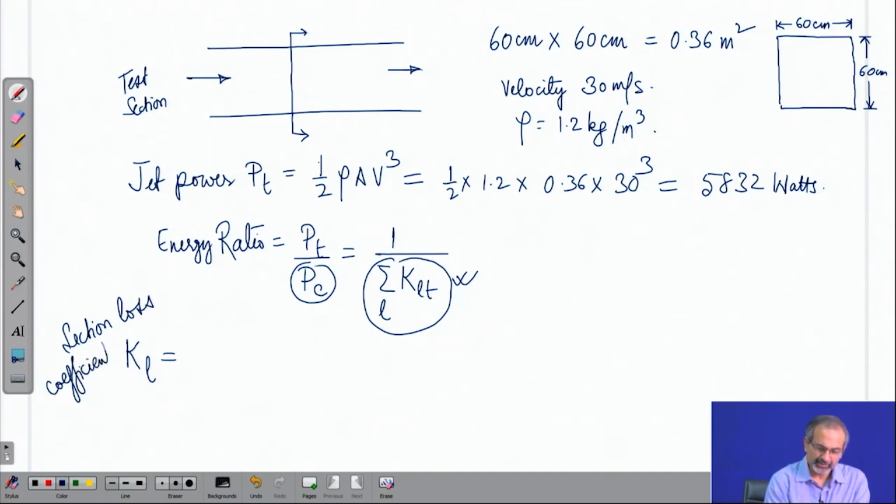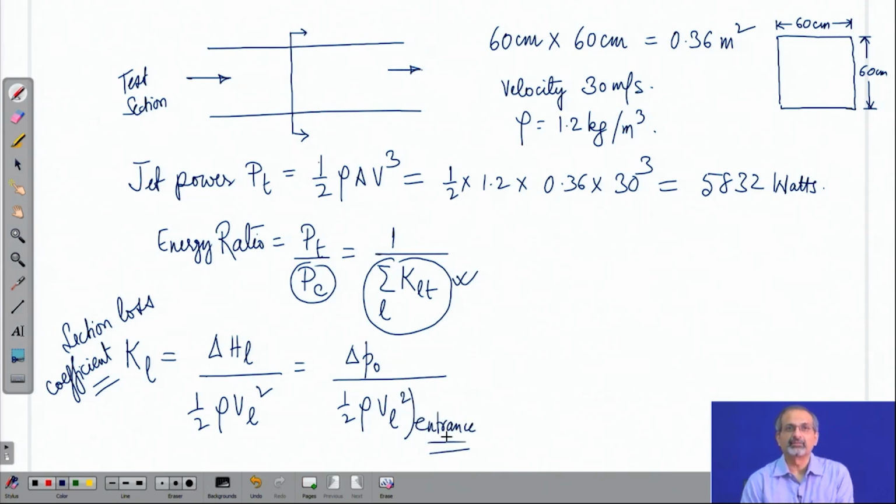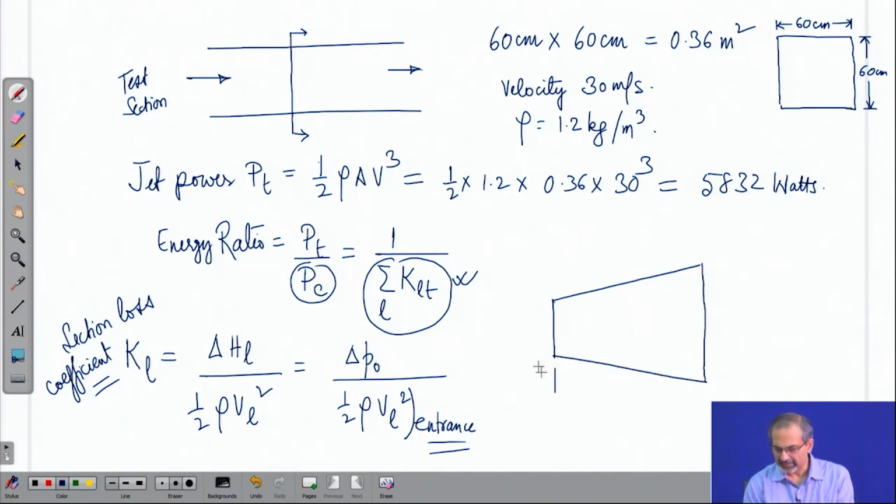When we go component wise, a section loss coefficient, we had originally defined it as KL, and then we converted it into KLT. So, KL, how is it defined? For a local section, half rho VL square comes in the denominator, the dynamic pressure. What you have on top is the loss in stagnation pressure, and remember that VL square is based on the entrance of that section. That means, if you have a diffuser, the dynamic pressure that you have at the inlet of the diffuser, that is what we mean by that nomenclature.